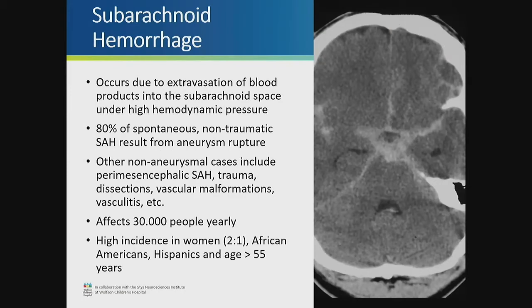So we all know what subarachnoid hemorrhage is. 80% of them are spontaneous, non-traumatic, and result from aneurysm rupture. There are other non-aneurysmal causes of subarachnoid hemorrhage, like perimesencephalic subarachnoid hemorrhage, which is venous, trauma, dissections, vascular malformations, and vasculitis. 30,000 people are affected every year by subarachnoid hemorrhage, and there's a higher incidence, 2 to 1, in women than men, African Americans, Hispanics, and people over the age of 55.